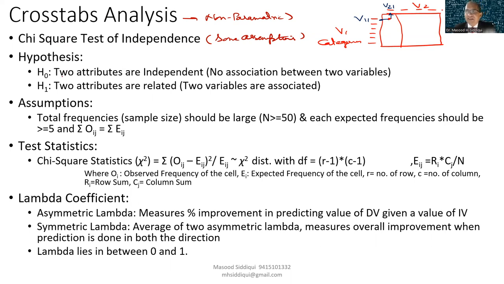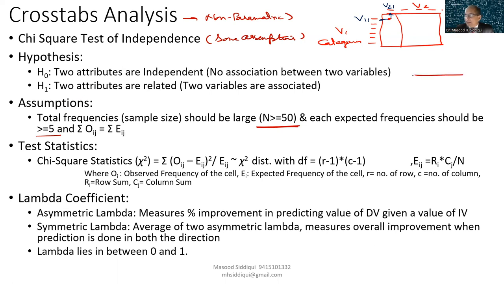So what is the hypothesis? H0 is that the two attributes are independent, meaning there is no association between the two variables. And H1 is that the two attributes are related, the two attributes are associated. Here we will be examining this. So what is the assumption? The assumption is that the total frequency or sample size should be large. The thumb rule is it should be greater than 50, and each expected frequency should be greater than 5. And how is it being done? It is being done by comparing the observed frequencies with the expected frequencies.